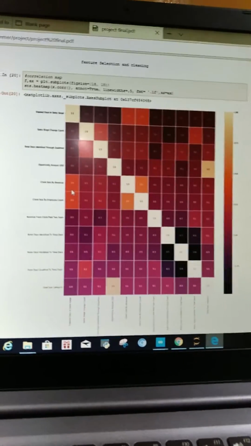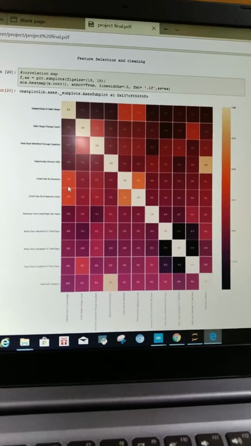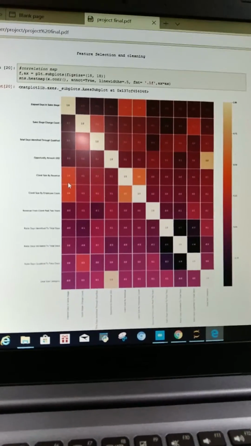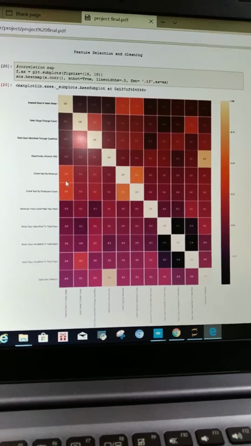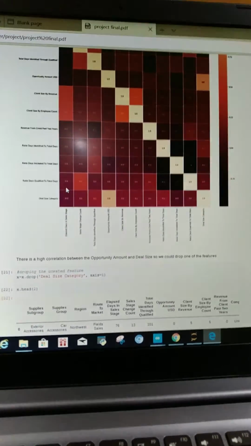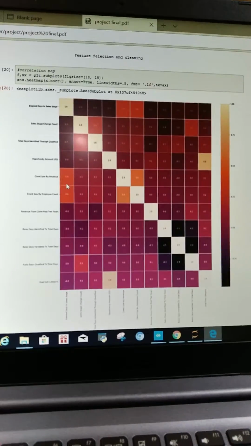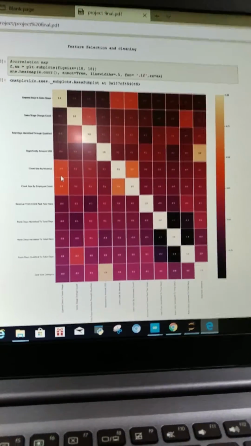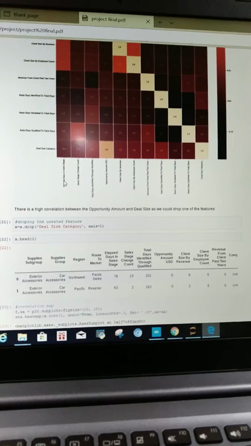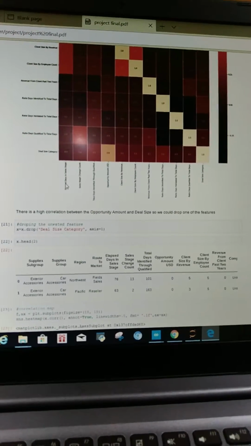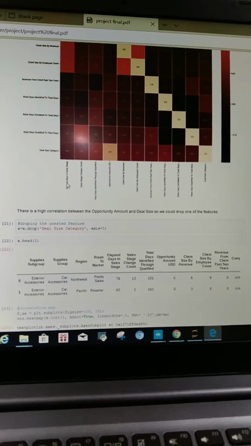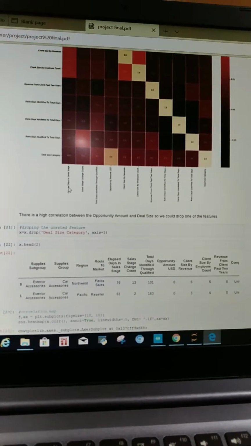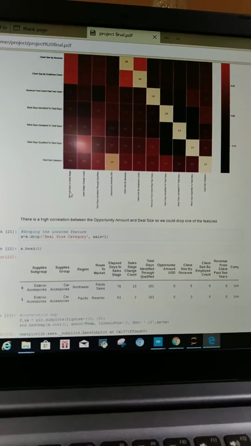After that, the next thing you want to do is a heat map of the correlation, so that you can identify the features that are highly correlated, and you could easily get rid of them, so that you can further do the feature selection for a better model design. So from here, you confirm what we did before. There's a high correlation between opportunity amount and the deal size, so we could drop one of them.